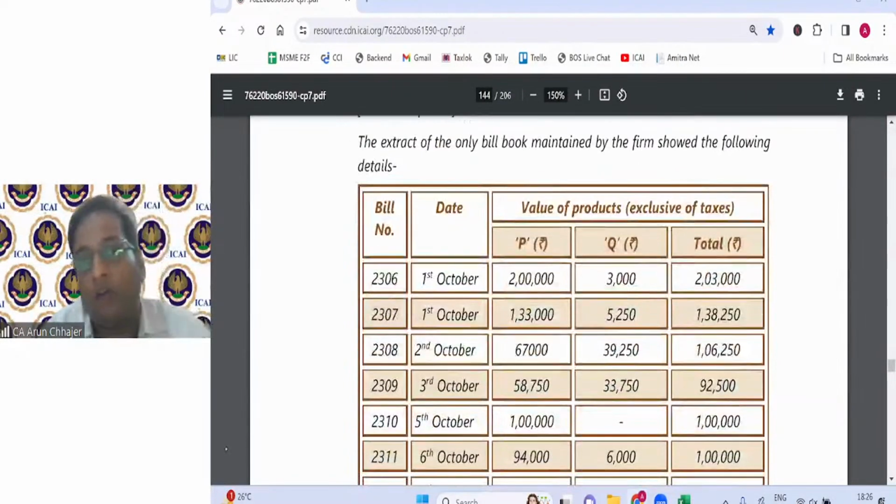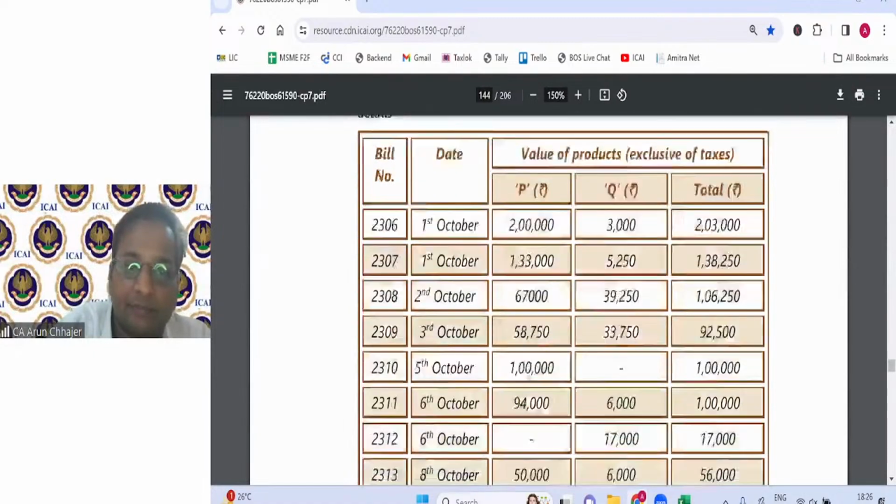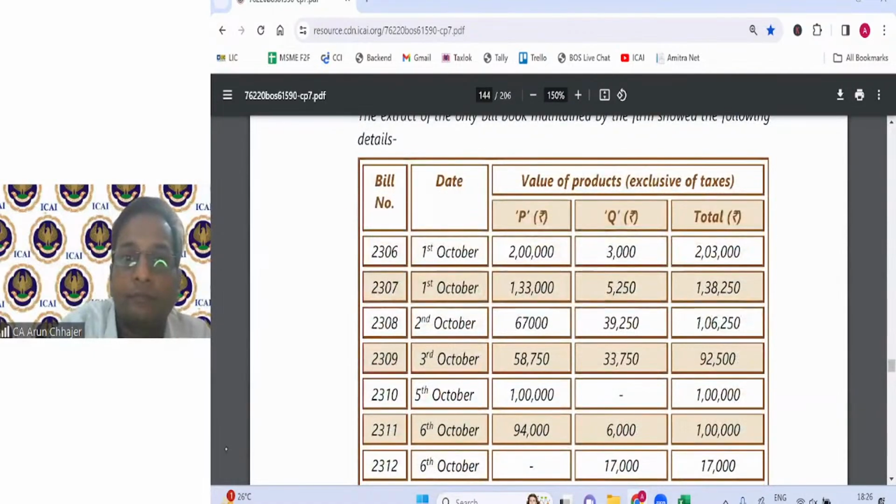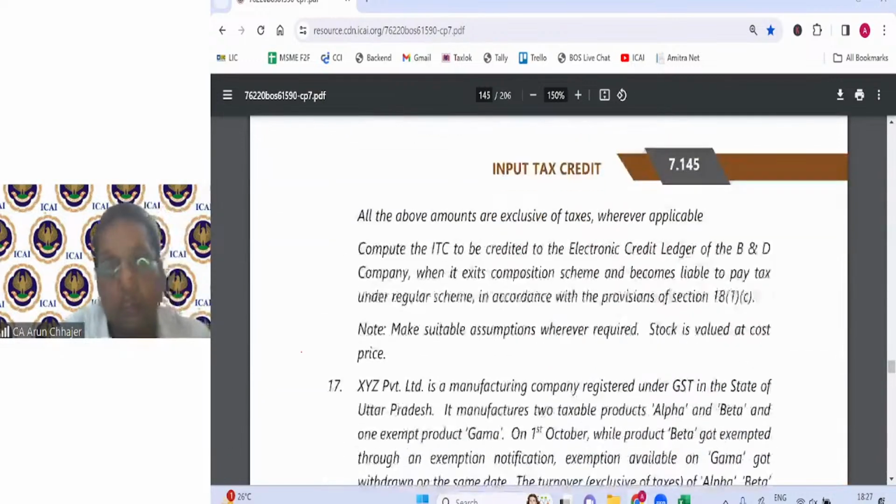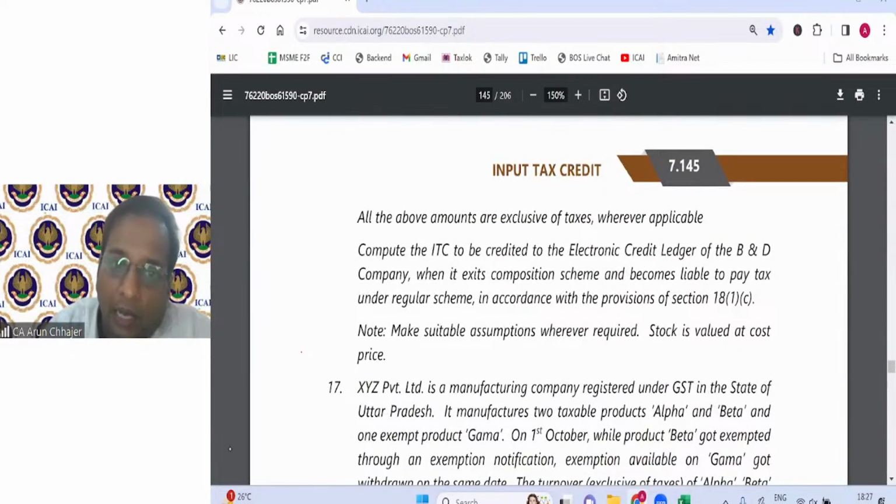The extract of bill book maintained by the firm is showing the following details. They have given the value exclusive of tax. 1 अक्टूबर को इतना सेल है, 2 अक्टूबर को इतना है, 3 अक्टूबर को इतना है, लाइकवाइज. What is the relevance? We'll discuss. All the above are exclusive of tax wherever applicable.